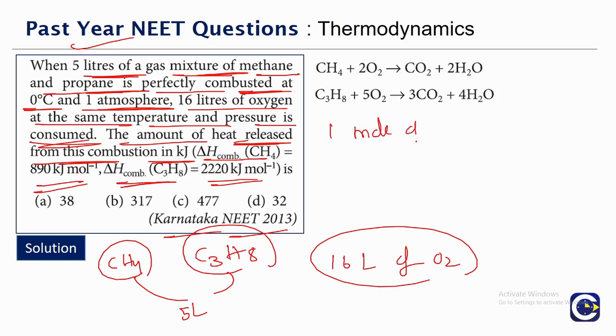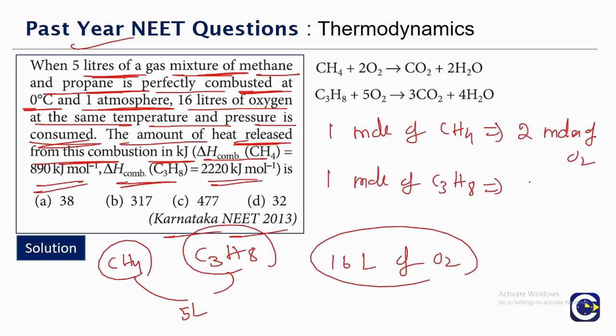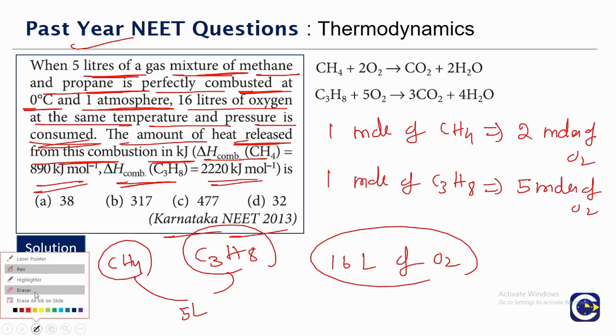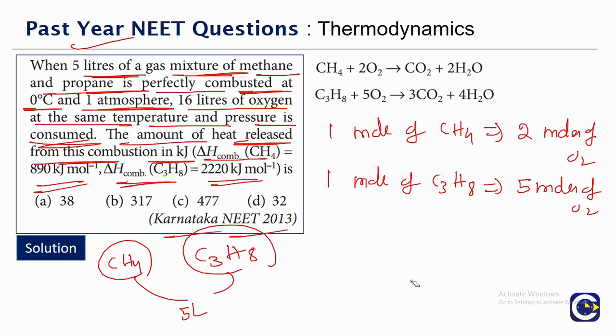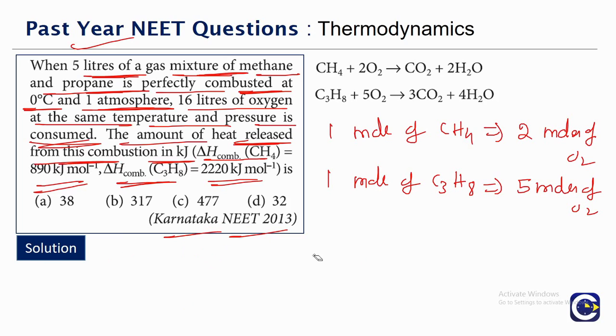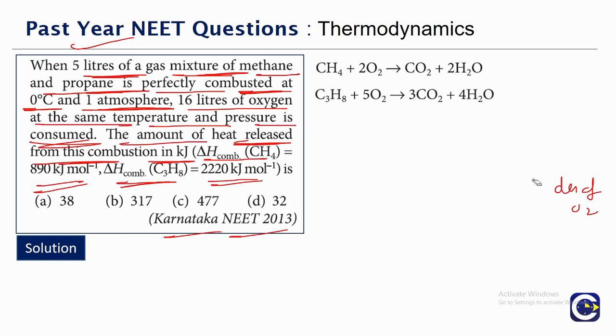When you balance, you are going to get two things. For every 1 mole of methane, you will be requiring 2 moles of O2. And for 1 mole of propane, you will be requiring 5 moles of O2. In the balanced equation, for the combustion of 1 mole of methane we will be requiring 2 moles of oxygen, double. Similarly for the combustion of 1 mole of propane, how much oxygen will be required? 5 moles, 5 times.